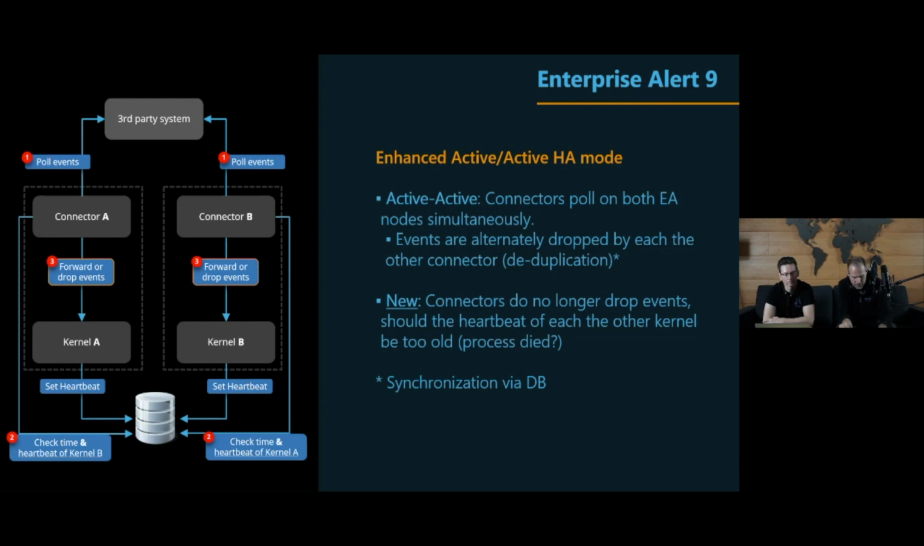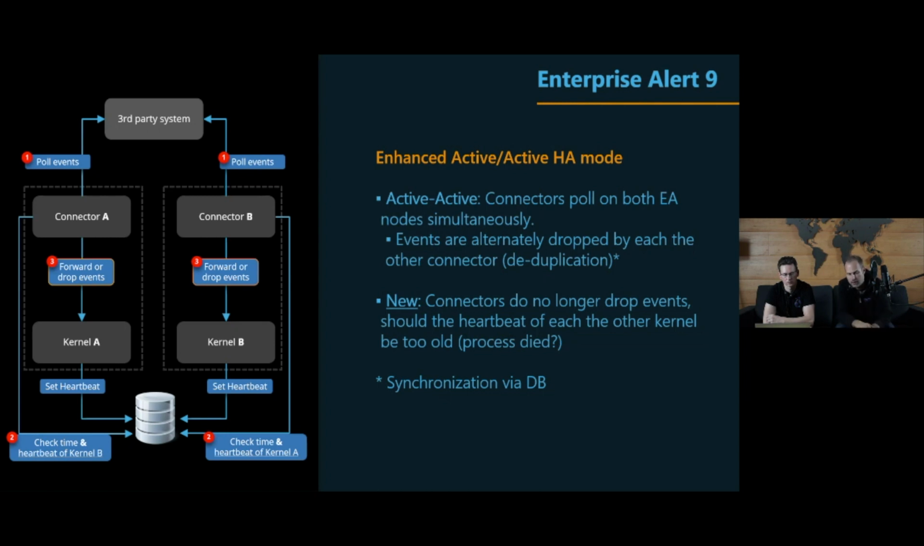It's a little bit complicated, but you have that active window: connector A polls, connector B polls as well. Let's say the active window was for connector A. It forwards to the kernel, but kernel A has died, so it will not pick up. Connector B now checks the heartbeat of kernel A prior to dropping its events. And if it is too old, it is not dropped, but forwarded to kernel B. Then processing still happens, policies trigger, and you don't lose that event.